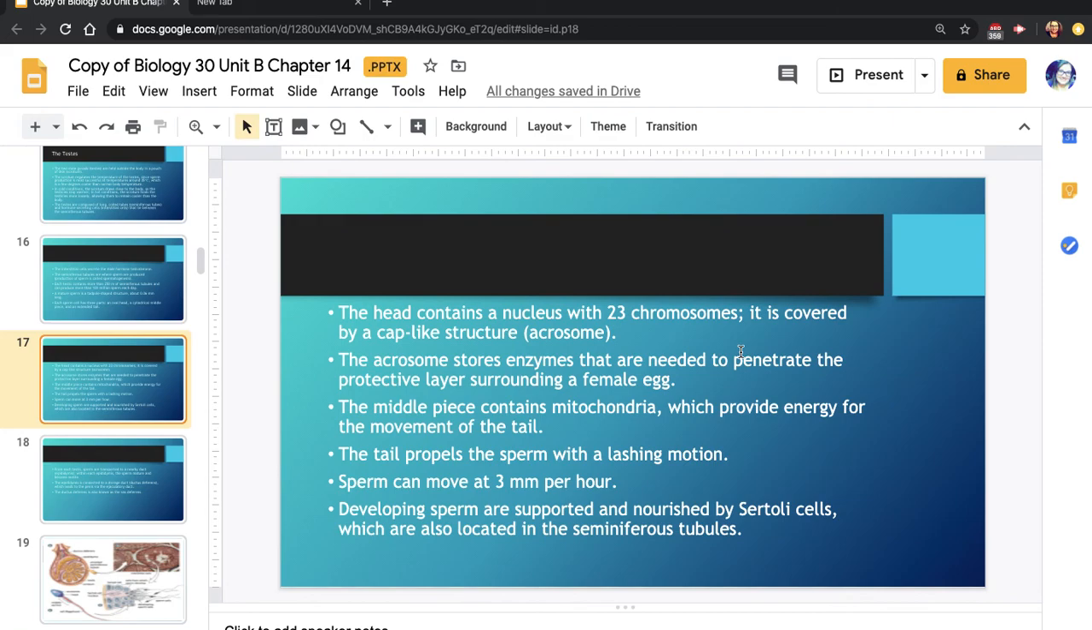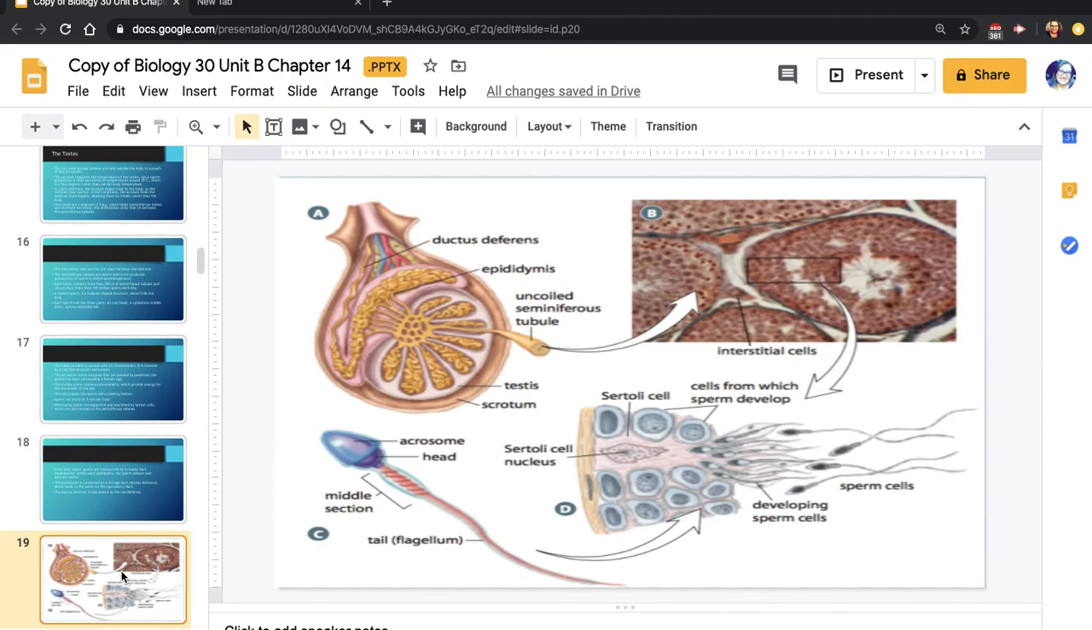Developing sperm are supported and nourished by the Sertoli cells, which are also located in the seminiferous tubules. So, if we look at this diagram, which is inside of basically here, so it's like a really zoomed in picture of this, we see Sertoli cells. So Sertoli cells are those cells that nourish the sperm as it's being created.